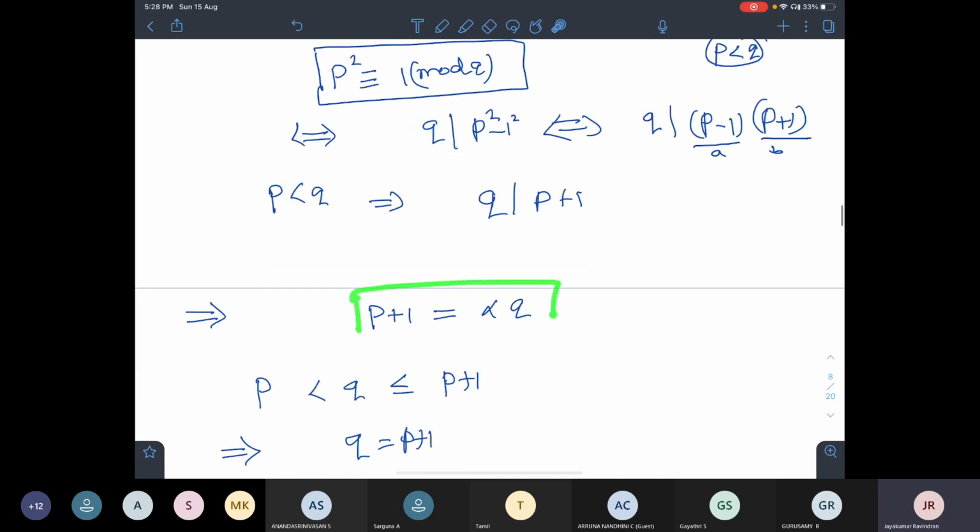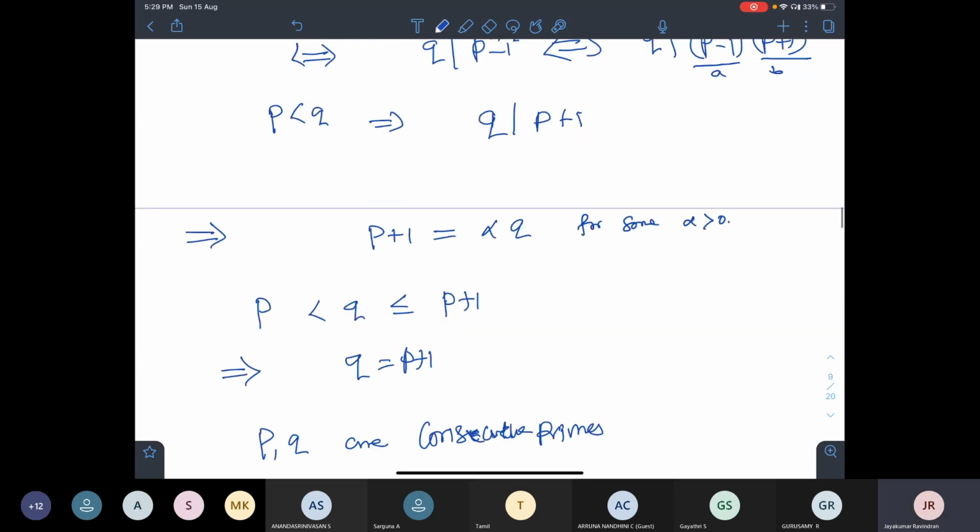That is the same as saying what? P plus 1 is some multiple of q, for some alpha greater than 0. Everything here is positive, so alpha cannot be negative. So alpha must be positive.